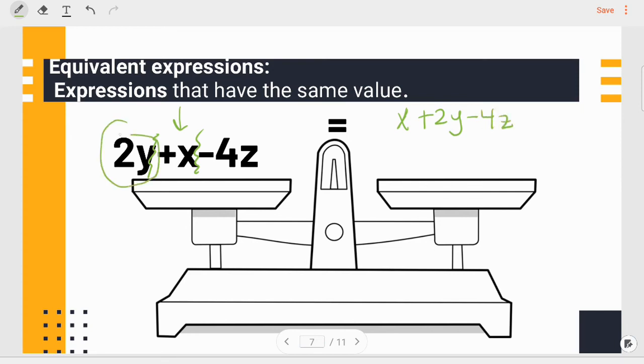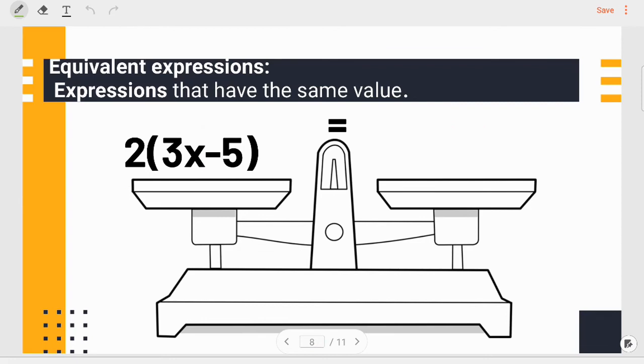Notice if something is positive, I write a plus sign. Now you might say, I would have written in a different order. Maybe I want to start at the end and go forwards. Well, that's okay. As long as the negative 4 stays with the z, the positive x stays with the x, and the positive 2y stays positive. Now there's a couple other ways to write this, but we just want to make sure that the negative 4 stays with the z, the x stays by itself, and the positive stays with the 2y. Equivalent expressions have the same value.